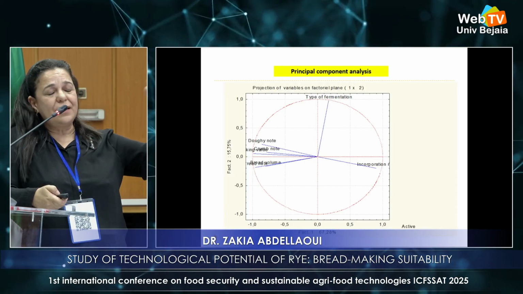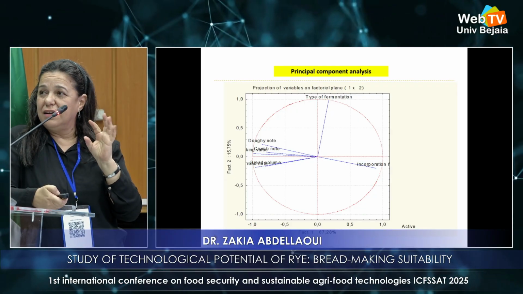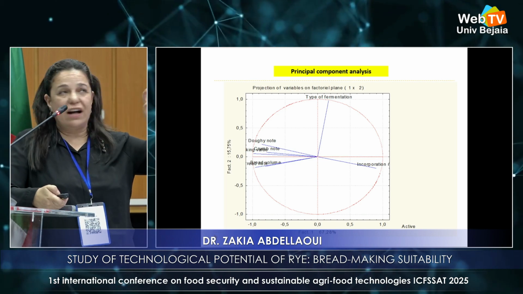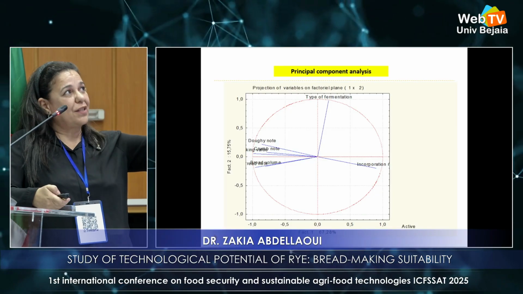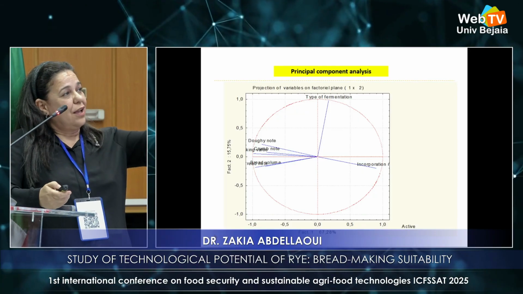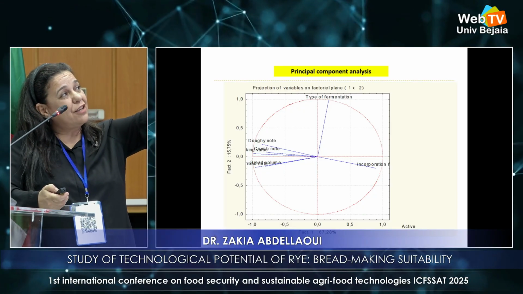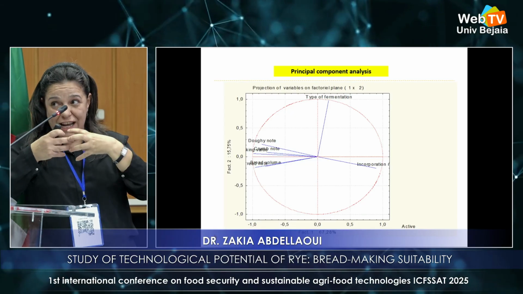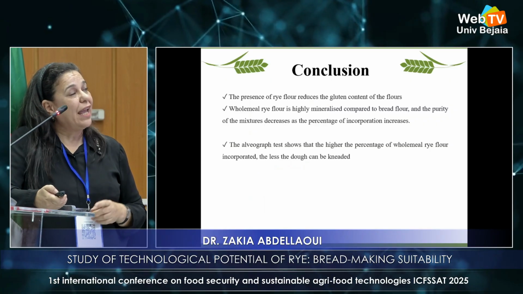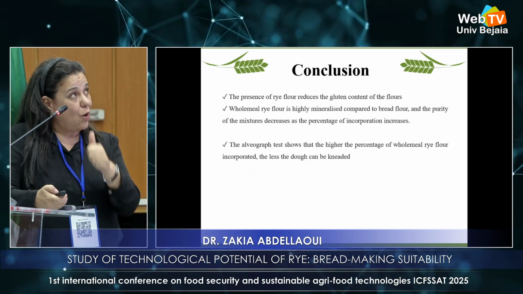Here we have done principal component analysis to know the correlation between different factors: incorporation rate or type of fermentation. The baking parameter is negatively correlated with the incorporation rate of rye. In conclusion, we can say the presence of rye flour reduces the gluten content of the flour.